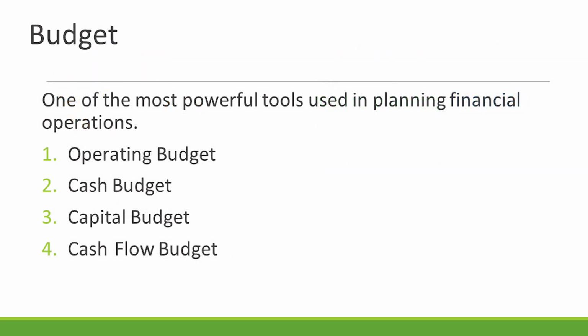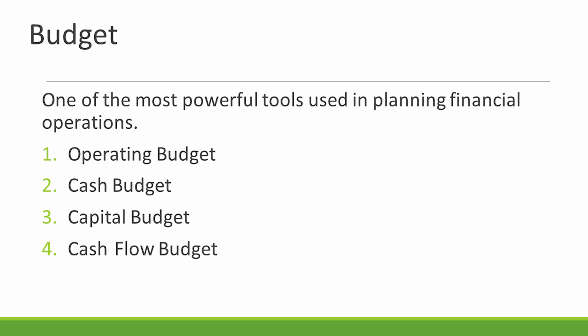One of the most powerful tools in planning financial operations is a budget. It helps owners determine if they have enough money to fund operations, expand, and generate income. Without a budget, a company runs the risk of spending money they don't have, not spending enough to compete, or failing to build a solid emergency fund.